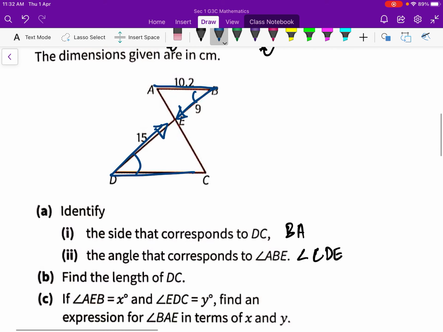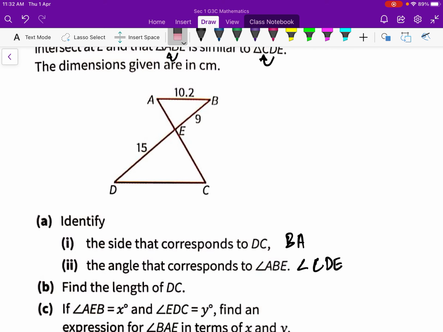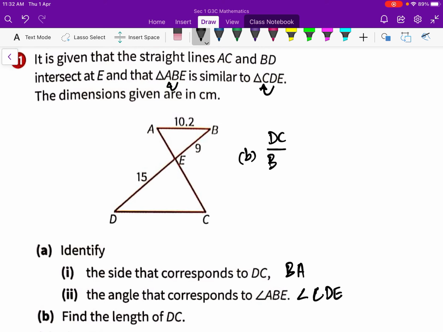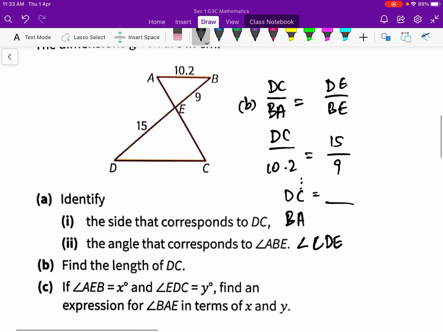Find the length of DC. Okay. Now D to C, part B. DC, I want the length, so I find its corresponding side. DC with BA. So DC belongs to the big triangle, BA the small triangle. So I want to use another side of the big triangle, which in this case will be DE, over BE, corresponding side. I'm going to be quite sure that I have all these lengths that are required. So BA 10.2, DE 15, BE 9. So work it out, DC equals to whatever it is.